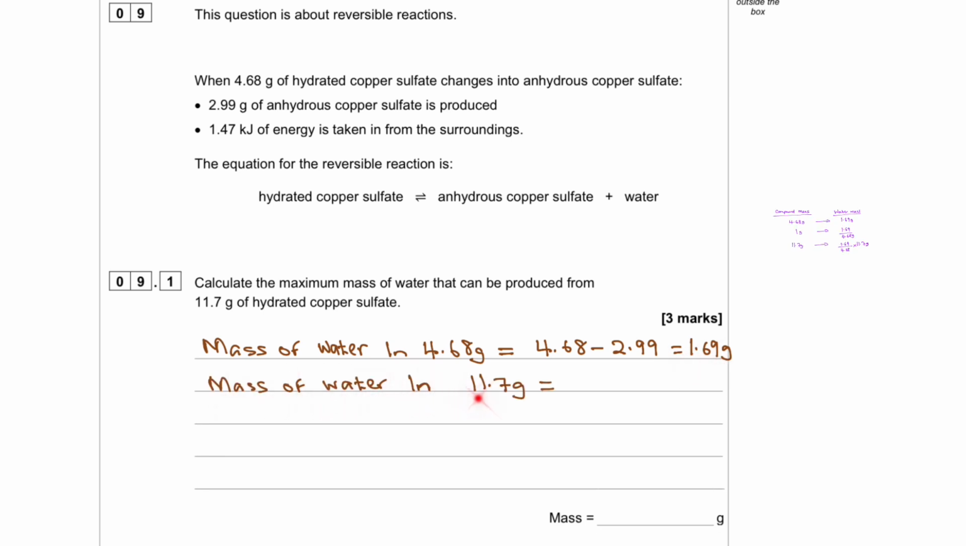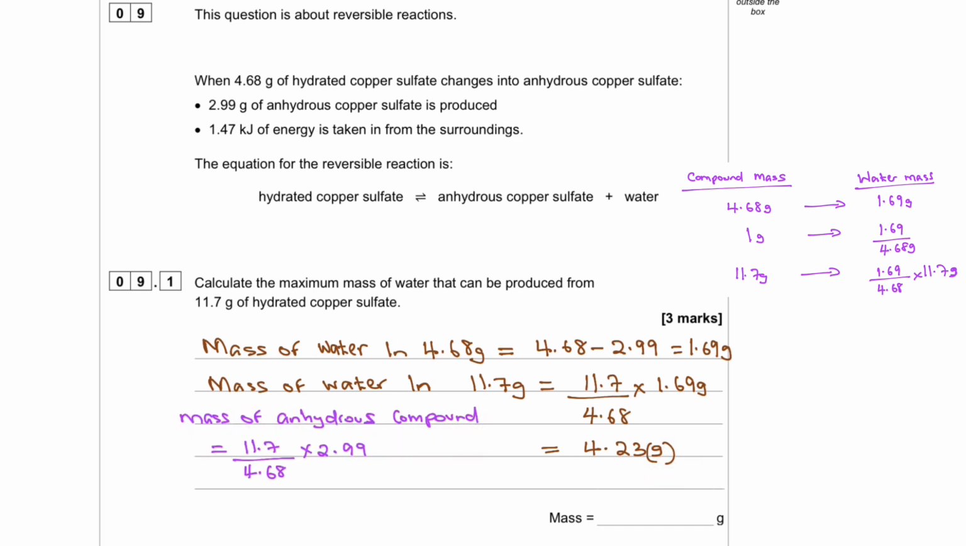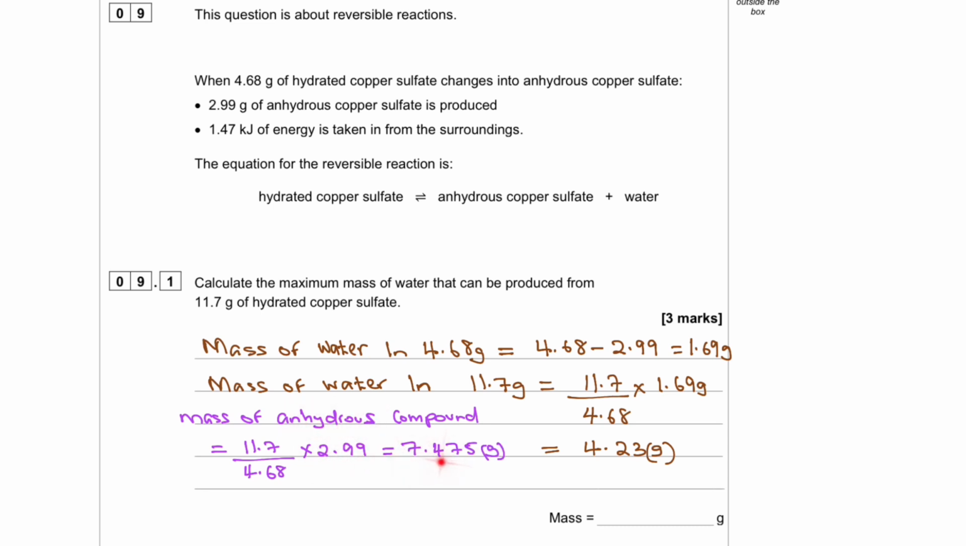The mass of water in 11.7 grams will be the ratio of these two times that one. That would be 11.7 over 4.68 times 1.69, and that is 4.23 grams. Another way to do this question is to use the mass of anhydrous compound, which is 11.7 over 4.68 times 2.99, because that's the mass of anhydrous copper sulfate, and that gives you 7.475 grams. The difference, 11.7 minus 7.475, will give you 4.23 grams. So the answer we're looking for is 4.23 grams.